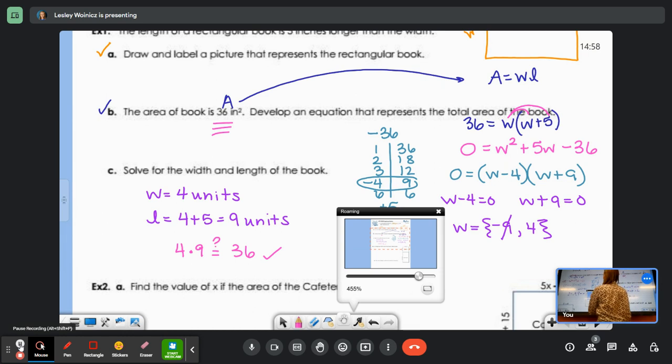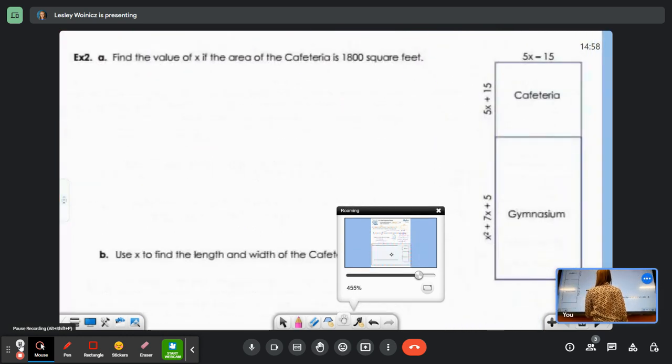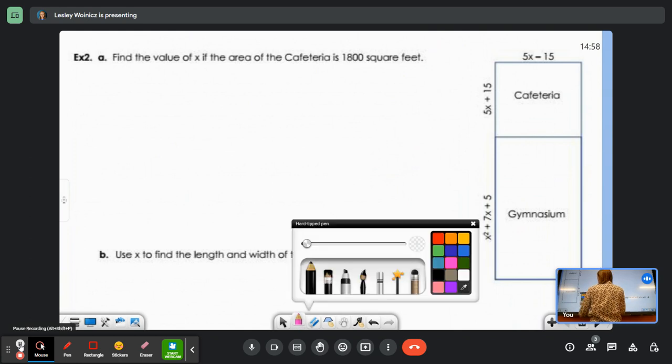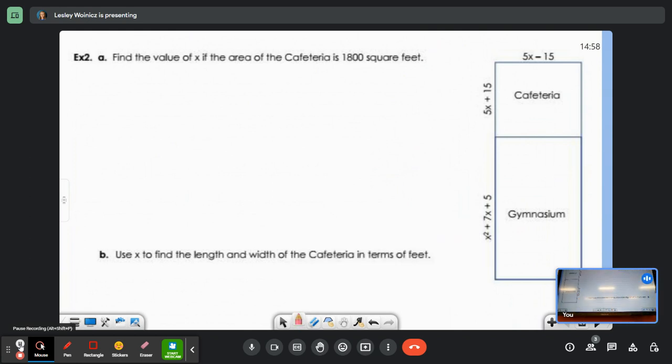Okay, this one is similar but slightly different. Okay, first of all, make sure that you're looking at the right room in the sketch, okay? Because you don't want to do all the work on the gymnasium only to find out you're supposed to be in the cafeteria. So we're looking at the cafeteria, okay? Kind of looks like a rectangle to me, right?